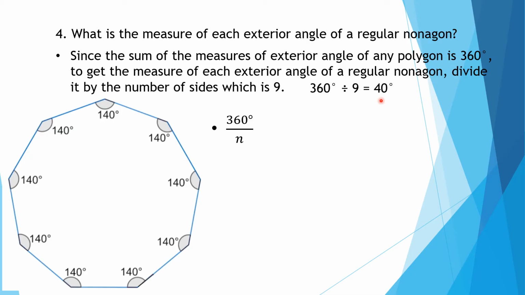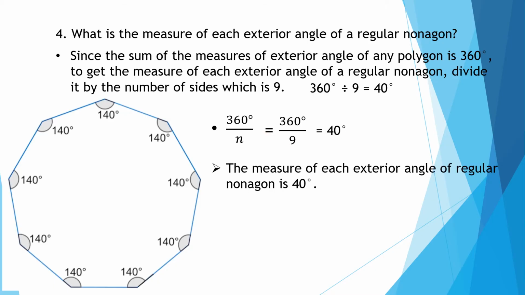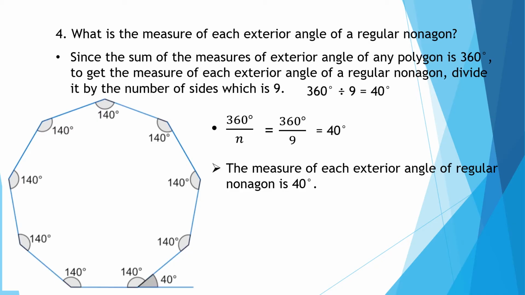Or we can use the formula 360 degrees divided by n, which is the number of sides. 360 degrees divided by 9 is equal to 40 degrees. The measure of each exterior angle of a regular nonagon is 40 degrees.